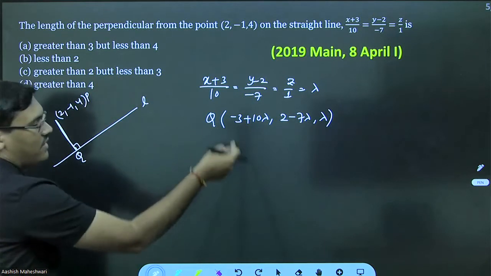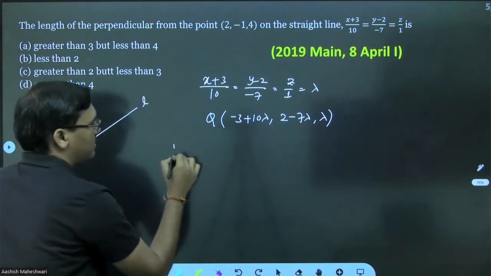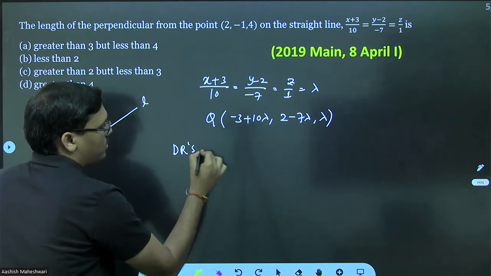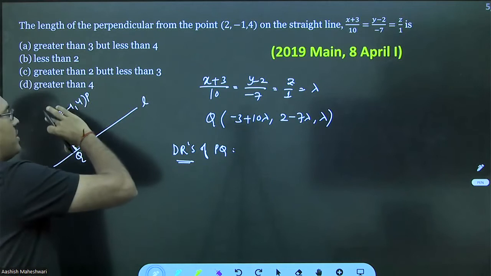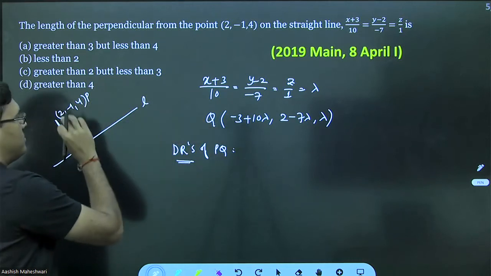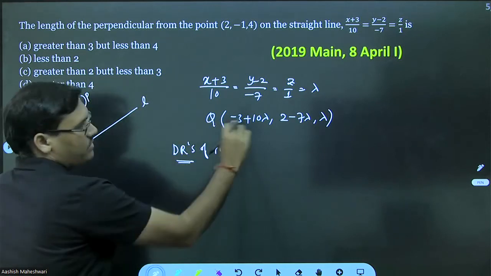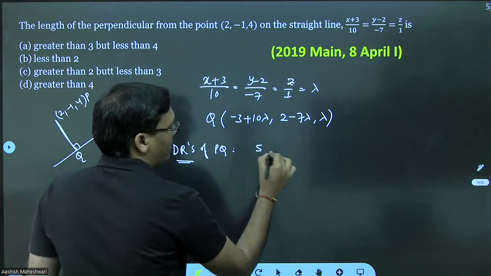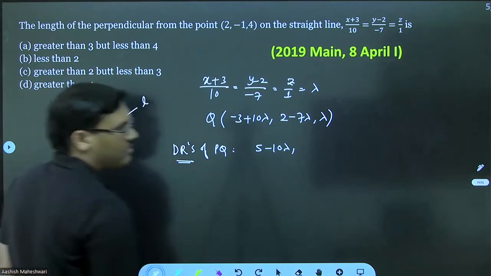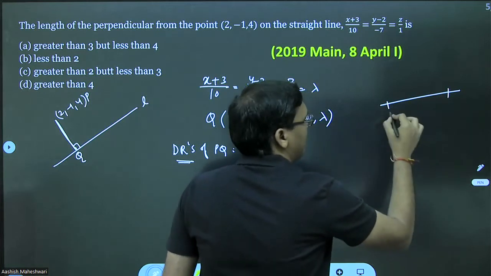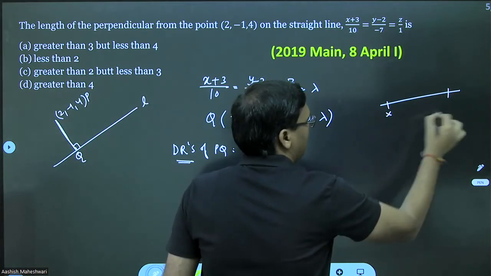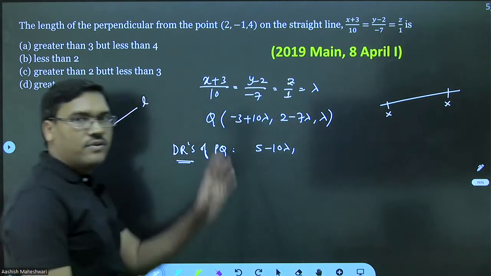Now, how will you get this value of lambda? Exactly the same thing. What are the direction ratios of PQ? Just subtract the coordinates here. So this is 2 minus this, which is 5 minus 10 lambda. If you have a line joining 2 points, this and this, the direction ratios of this line will be just subtract the coordinates here. Then you will get the direction ratios.